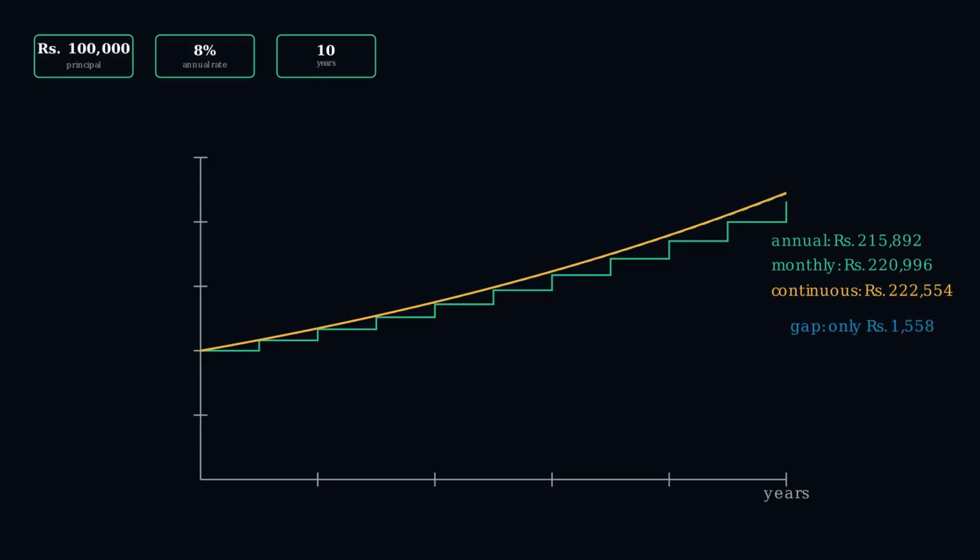222,554. Notice the gap between monthly and continuous is small, only about 1,558 rupees. Continuous compounding sounds dramatic, but really, it's just the mathematical ceiling that more frequent compounding is already creeping toward. Bernoulli's original insight, now with real rupees attached.